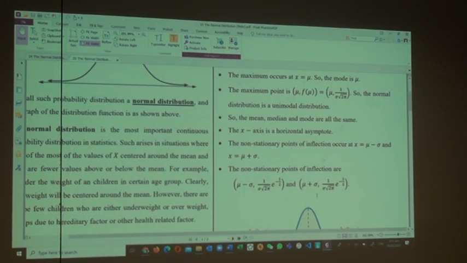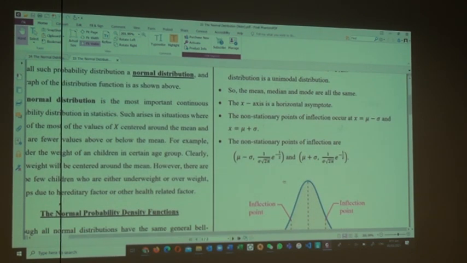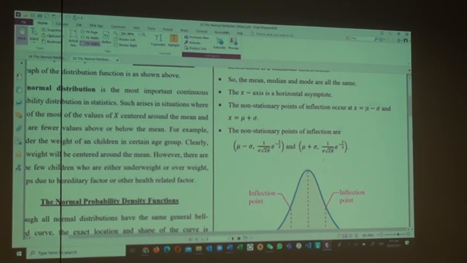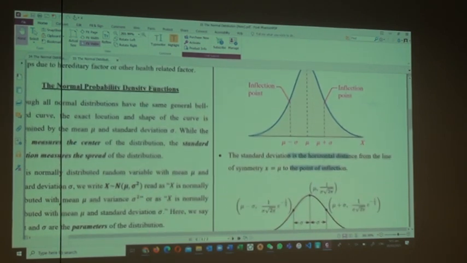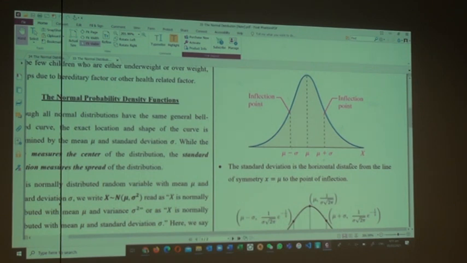X-axis is the asymptote. These are the things you have talked about. The symmetry, the inflection occurs at these 2 points. So if you substitute, this is what you get. And this is what the picture will look like. The standard deviation, if you look at it, now look at this. This is where it gets interesting.